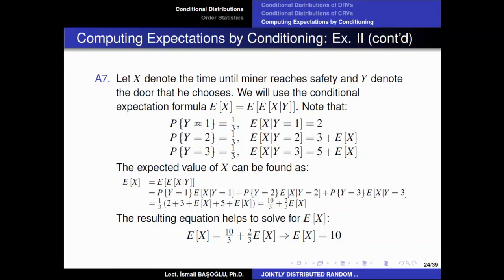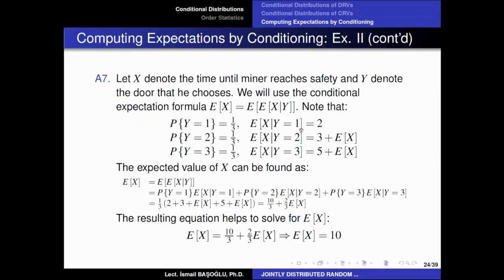If the miner chooses the first door, the choice will be made with 1/3 probability. Just like that, he can select the second door and third door with 1/3 probability. So the probability mass values of Y to take on these values are equally likely, 1/3. Now let's calculate that conditional expectation.